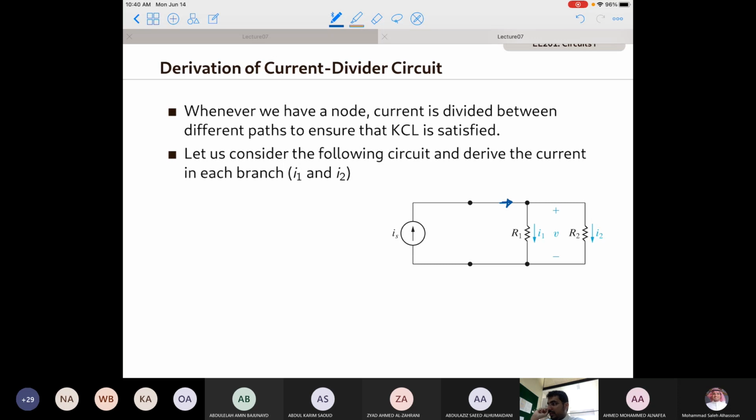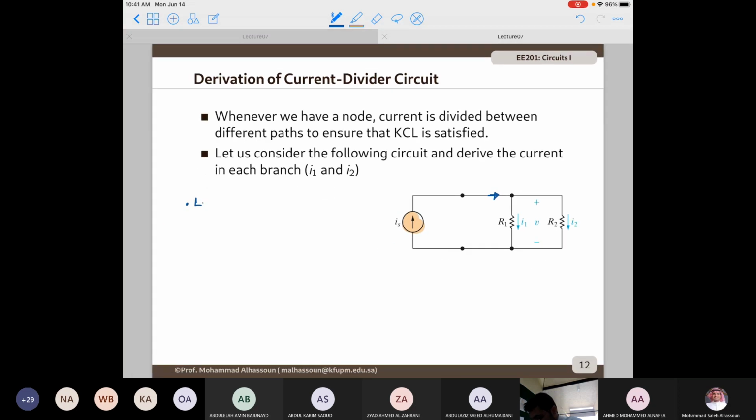So in order to simplify the calculations here, we need to come up with an expression that relates I1 or I2 to the total current, which is Is in our case, and to the ratio of resistors, R1 and R2. In order to do that, let's apply Ohm's law. So if we apply Ohm's law, then we can write I1 as V divided by R1. I2 is V divided by R2. Since R1 and R2 are connected in parallel, they must have the same voltage.